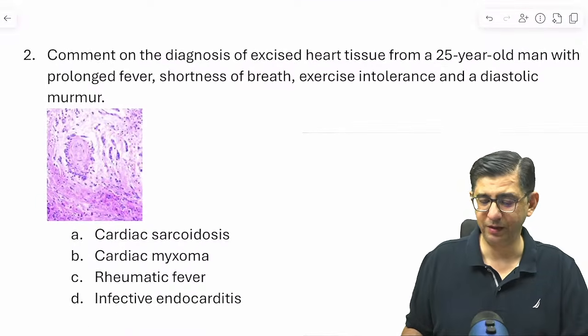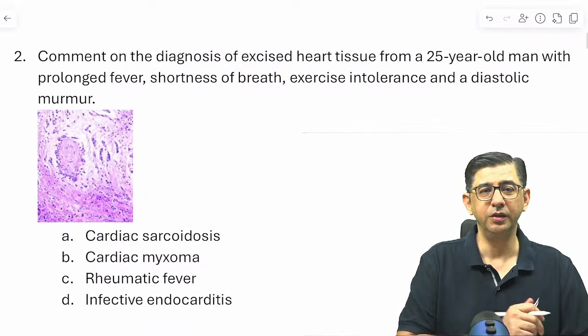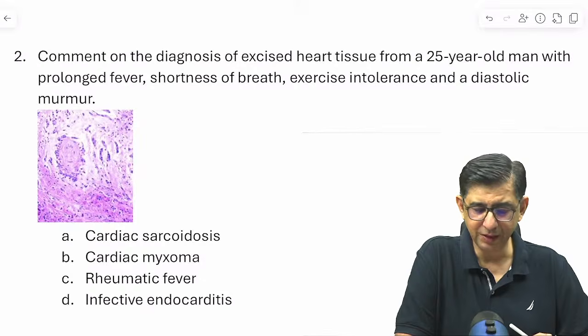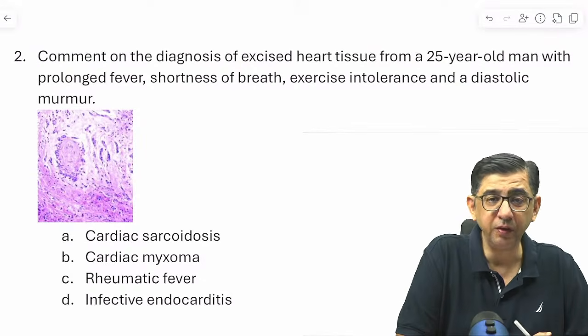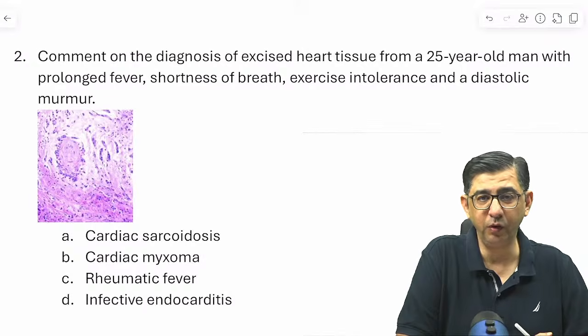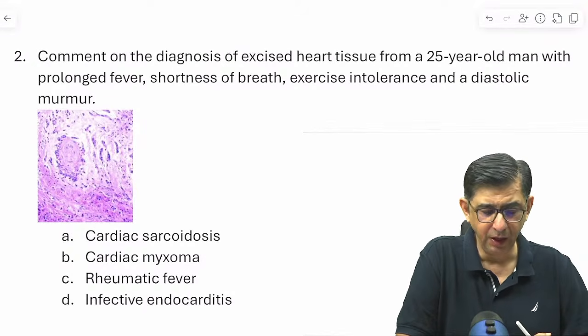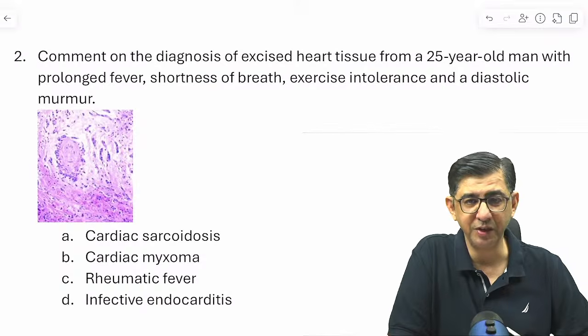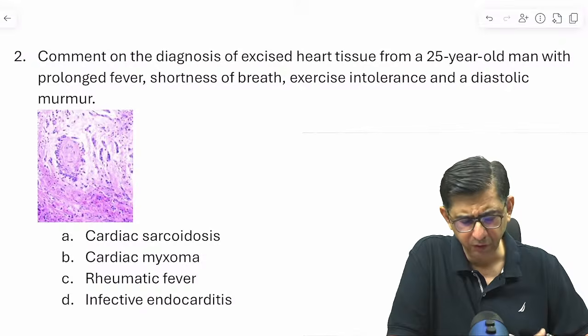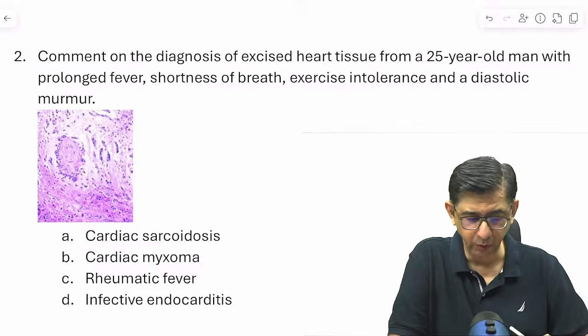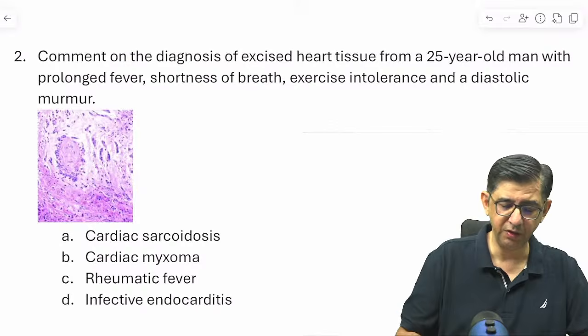Okay, guys, so boys and girls, hold tight. The second question is right in front of you. This is an excised heart tissue from a guy who was suffering from prolonged fever, shortness of breath, exercise intolerance, and then a diastolic murmur, which is a good hint that is given in the question. And then a histopathological specimen is given, because most of the questions that come would be relatively integrated. So fairly straightforward, guys. You would be able to identify that the patient is having spindle cells present.